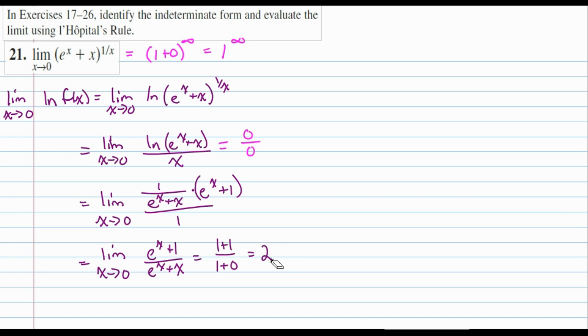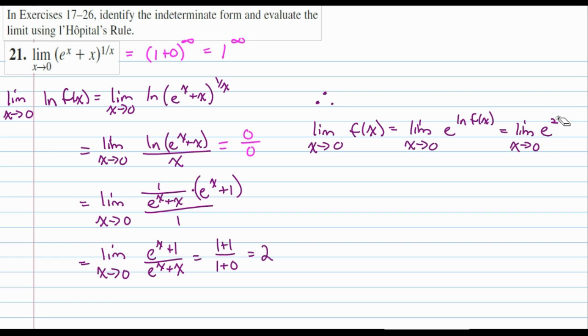Now that's not my answer. That's the limit as x approaches 0 of the natural log of our function. I want just the limit as x approaches 0 of our function. So this answer tells us that the limit as x approaches 0 of f of x, what we started out with, can be rewritten as the limit as x approaches 0 of e to the natural log of f of x, so exponentiating with a base of e. And then I found that exponent. That exponent is 2. So now the limit as x approaches 0 of e to the 2 is just e to the 2. It's e squared.